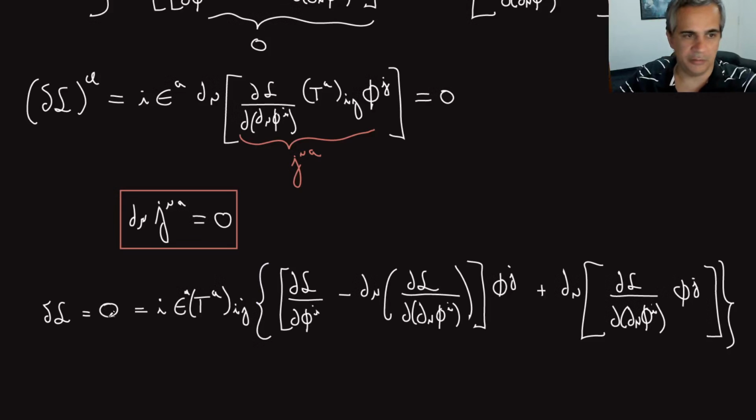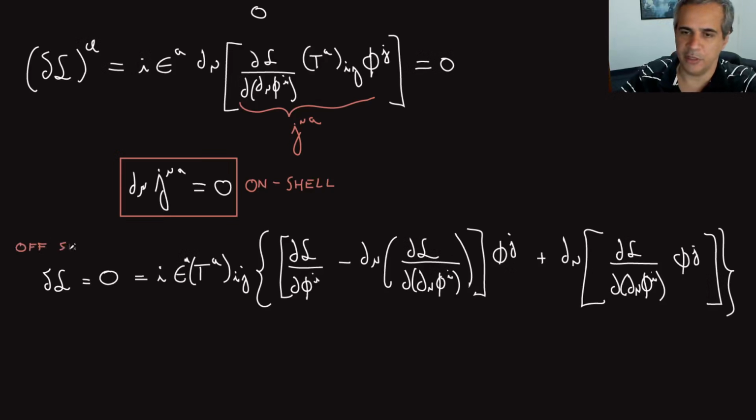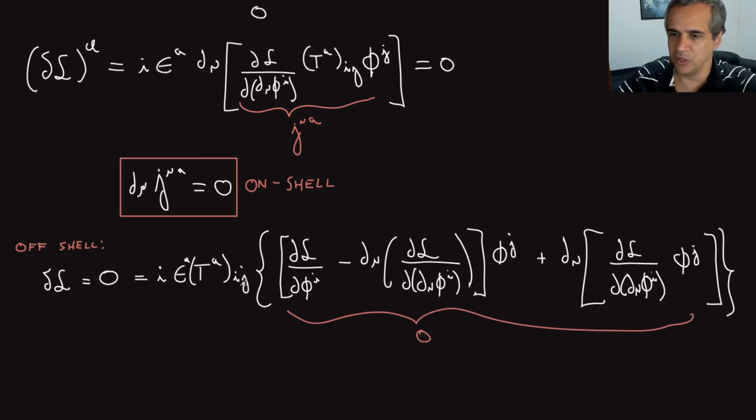this is still 0. So now, since the equations of motion themselves are not valid for off-shell configurations, right? So this is on shell. Now I'm considering the off-shell case. In this case, this is not 0, right? And that means the whole thing must be 0, and I lose my conservation equation, right?